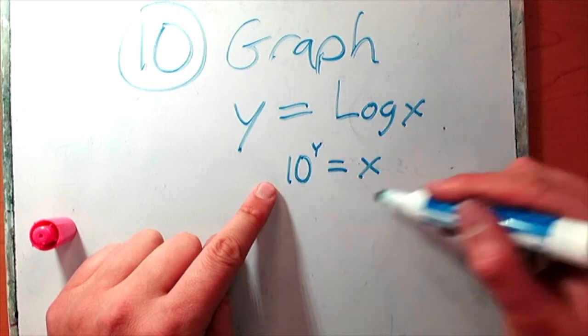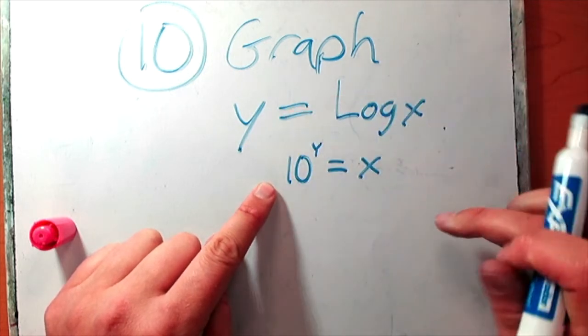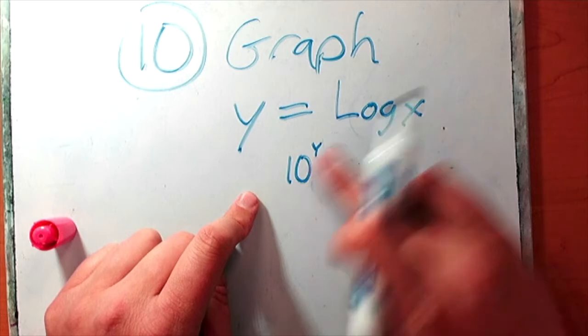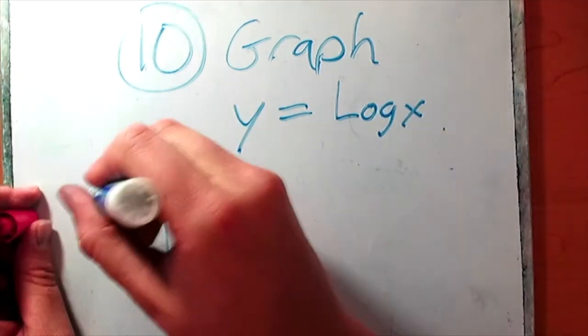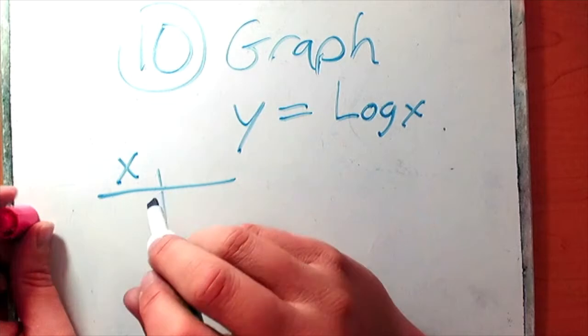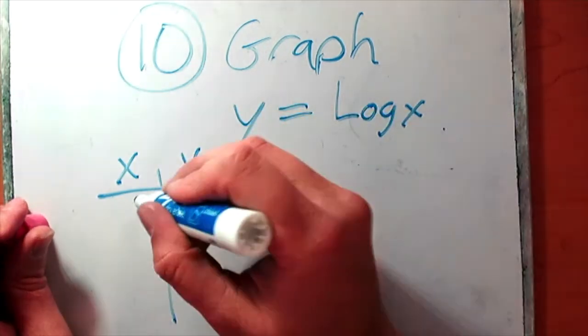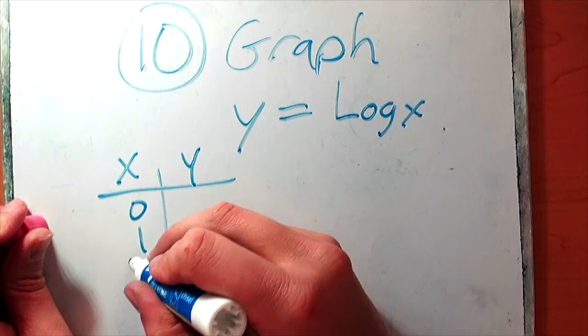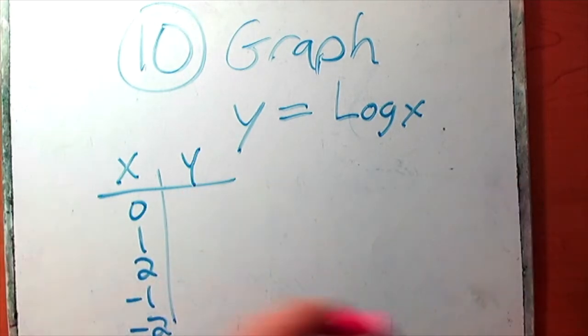So this is the same thing as writing this, but we're going to write it in this log form because it's easier to manage. You don't know the math to be able to work that other piece. So create a t-chart, x and y's. We might need a little bit of help with this. 0, 1, 2, minus 1, minus 2.